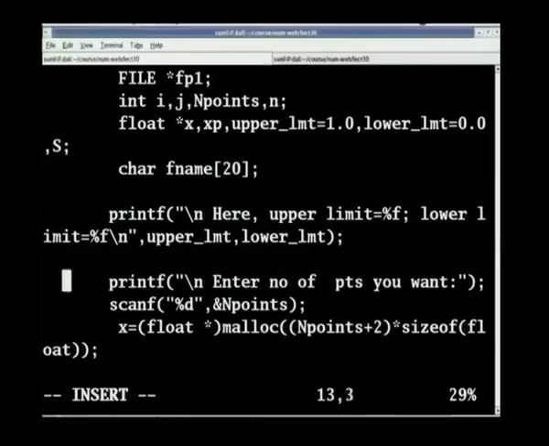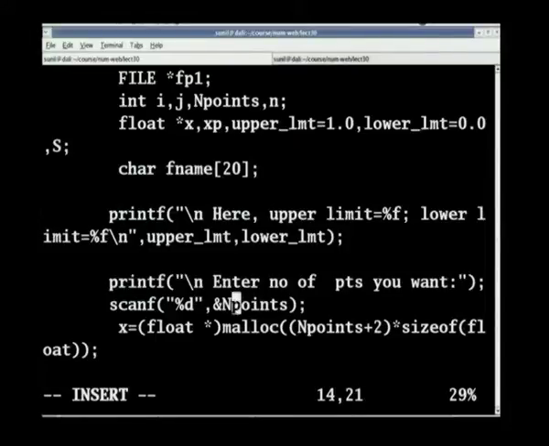Okay, and then this program asks for the number of points you want to use, that is the number of divisions you want to use, the number of points at which you want to evaluate the function. So you enter that here. So that minus 1 will be the number of divisions. So the number of points at which you want to evaluate the function will be read off from the screen as n points. Okay, n points is the number of points at which we want to evaluate the function.